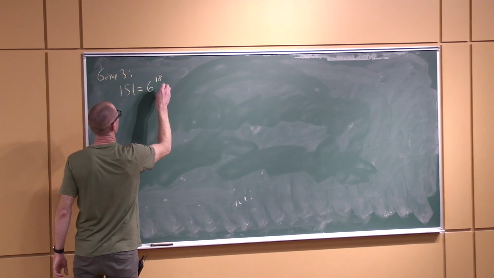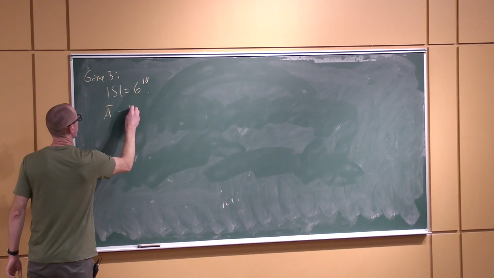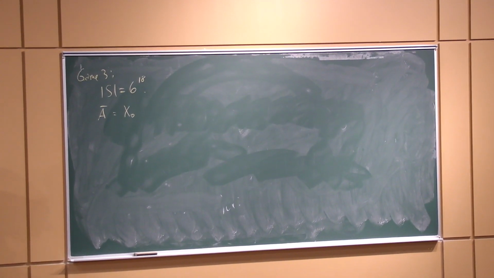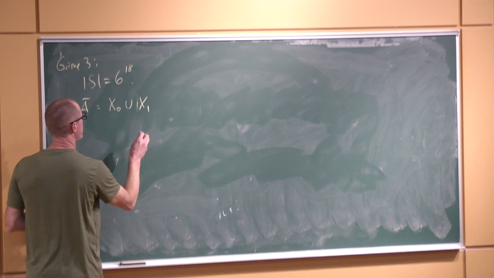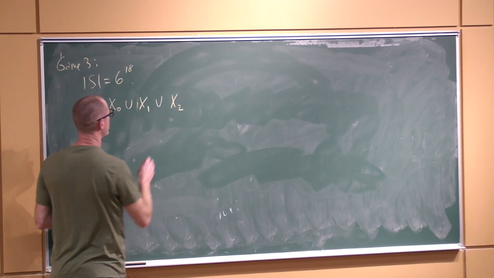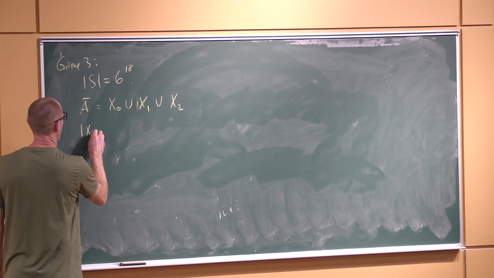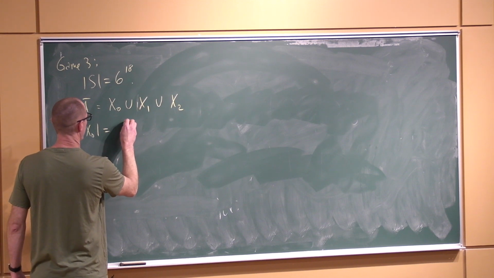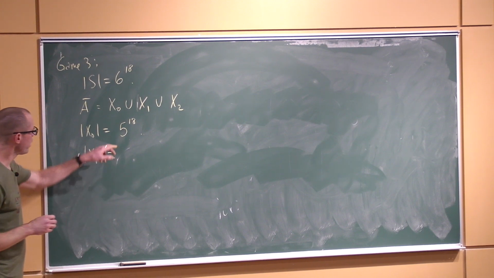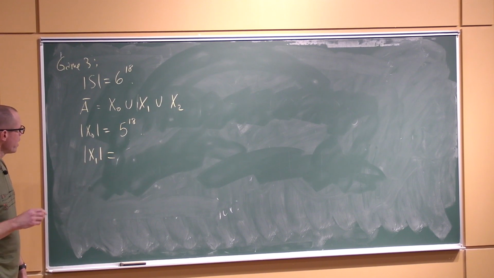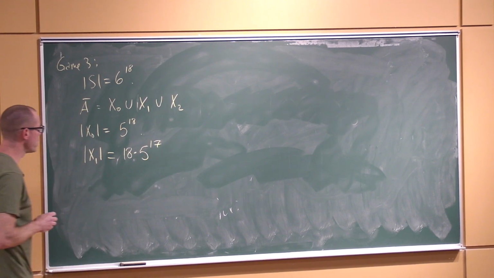Size of S is 6 to the 18. A bar is going to be the case where we have no 6s at all, or we have 1 6, or we have 2 6s, but we don't make it up to 3 6s. And the size of x0 is, again, 5 to the 18. Size of x1. For that one, we have to choose which of the 18 slots is going to hold our 1 6, and then fill in the remaining 17 slots.